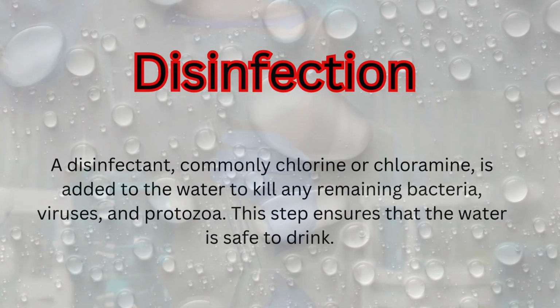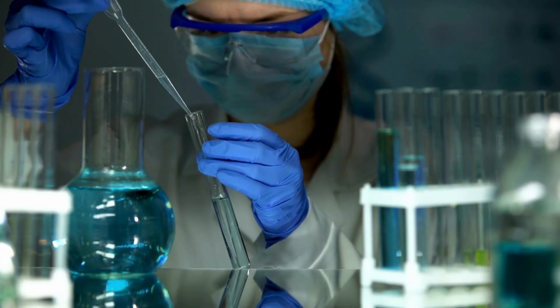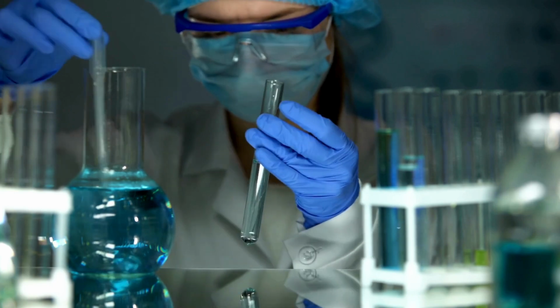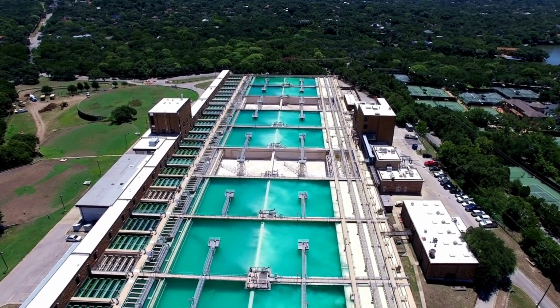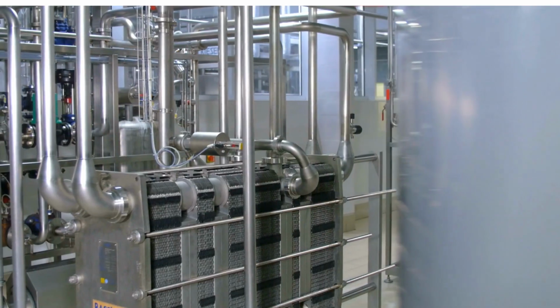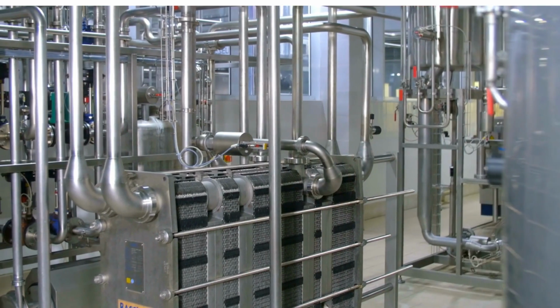Disinfection. A disinfectant, commonly chlorine or chloramine, is added to the water to kill any remaining bacteria, viruses, and protozoa. This step ensures that the water is safe to drink.